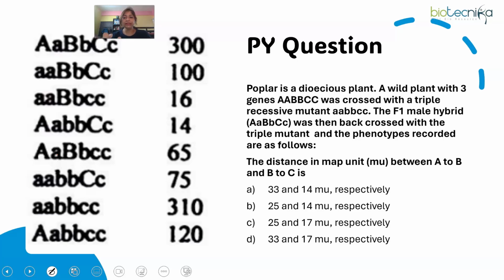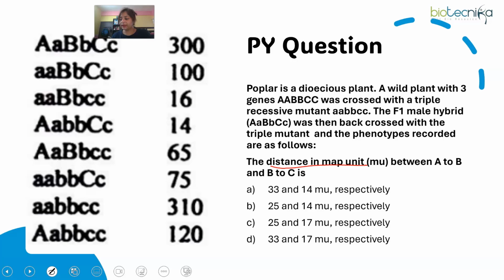Now moving on, as I told you, this is the second type of question which can be asked, where they give you the type of all the gametes, all the individuals which have been formed as a result of a 3-point test cross, and they ask you to find out the distance, or they ask you to construct the gene map.